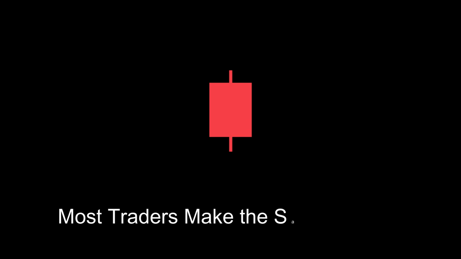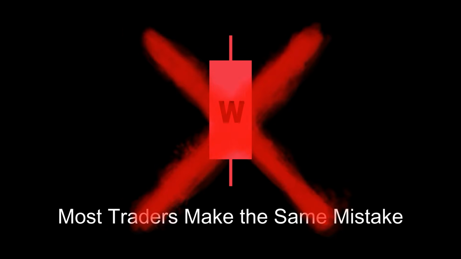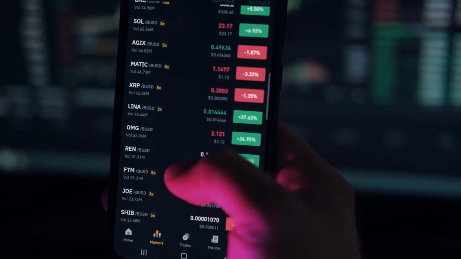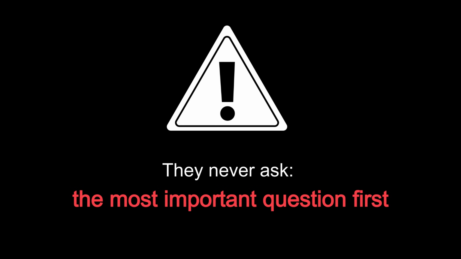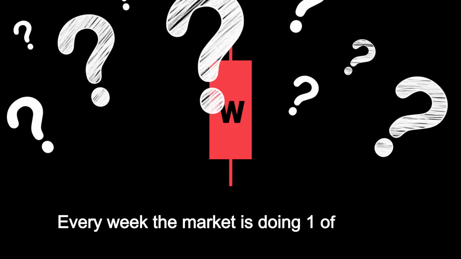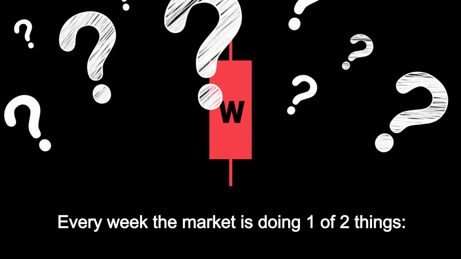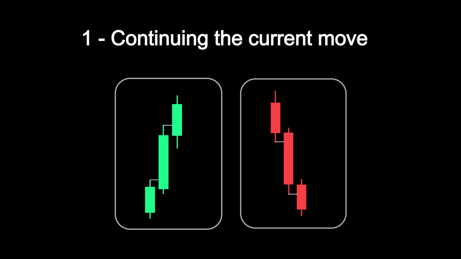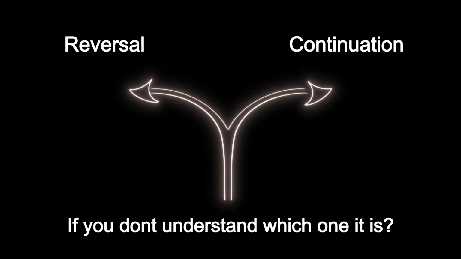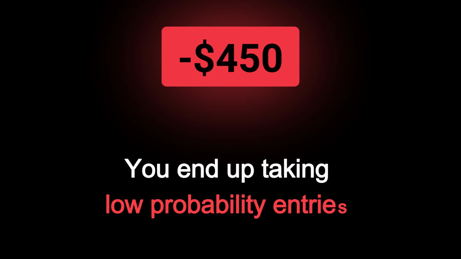Most traders make the same mistake every week. They open the charts on Monday and immediately start looking for trades. But they never ask the most important question first. What is the weekly candle actually doing? Because every week the market is doing one of two things. It's either continuing the current move or reversing the current move. And if you don't understand which one it is, you end up taking low probability entries.